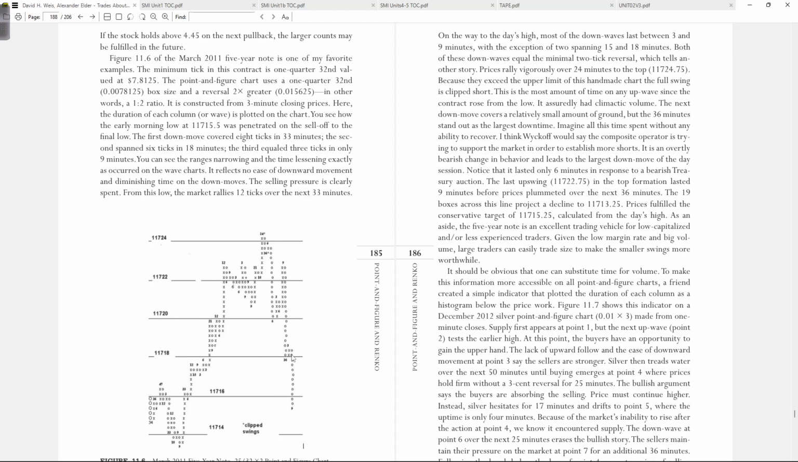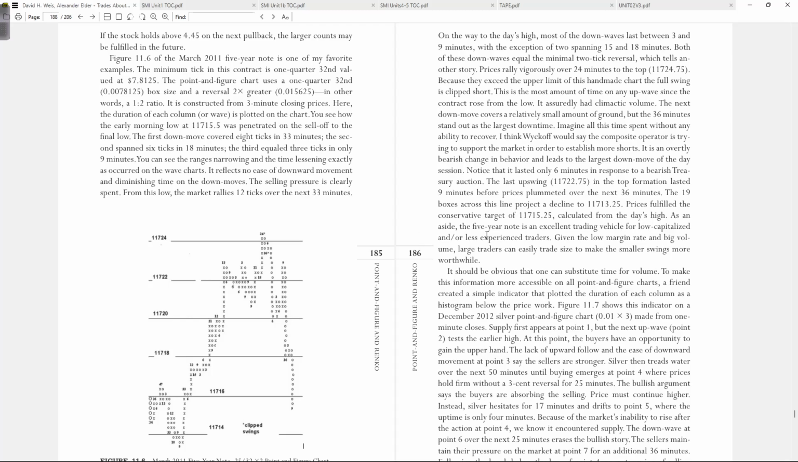The last upswing to 11,722.75 in the top formation lasted 9 minutes before prices plummeted over the next 36 minutes. The 19 boxes across this line project a decline to 11,713, around here, calculated from the day's high.